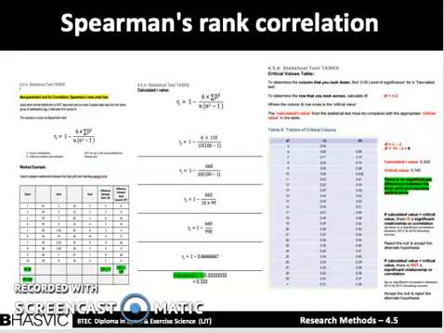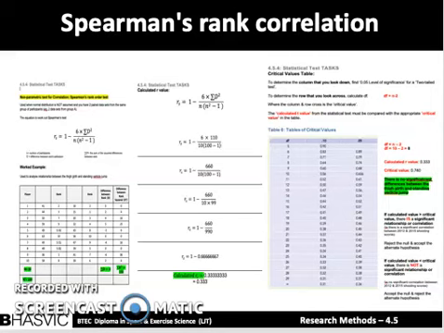Spearman's rank correlation coefficient is a statistical measure of the strength of a monotonic relationship between paired data. It is a non-parametric statistic. In this example, the paired data is the thigh girth and standing vertical jump.